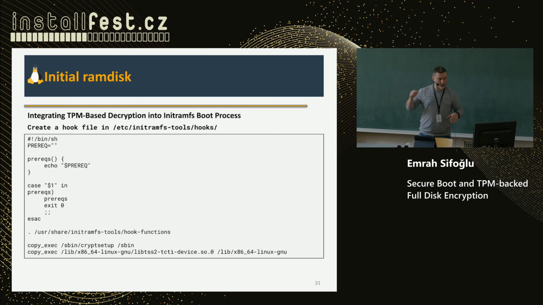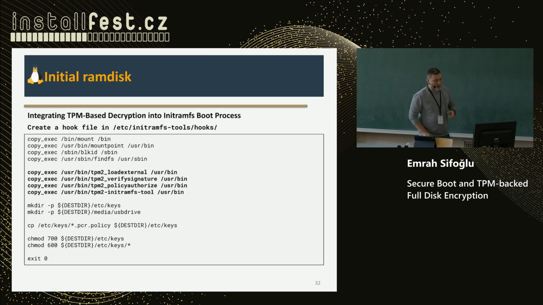There are two places you can put a custom script. One is the hook place. Here you can configure the script which will copy executable binaries into the initramfs. You are defining what binaries you would like to have there, and then you are creating those directories.